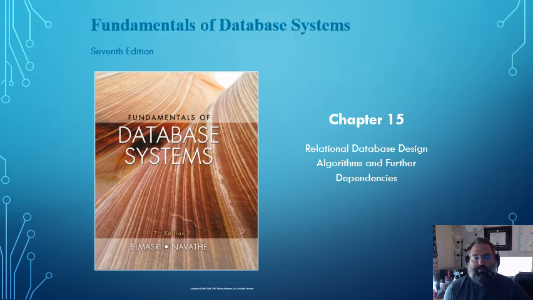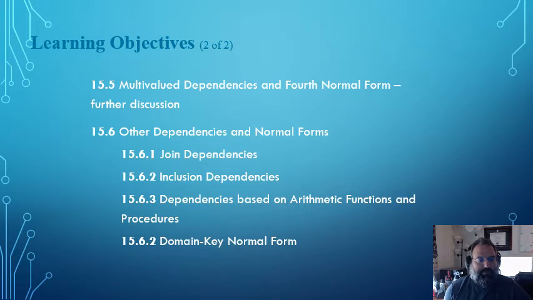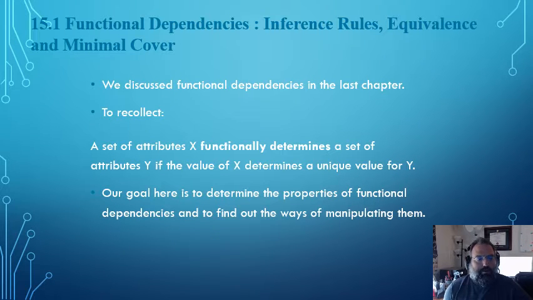Chapter 15 deals with relational database design algorithms and further dependencies. Here are the sections we'll be going over, 15.1 through 15.4, and then 15.5 and 15.6. Functional dependencies, inference rules, and equivalence and minimum cover.